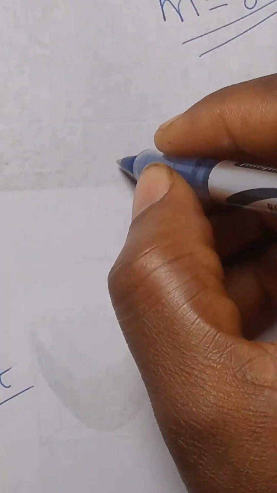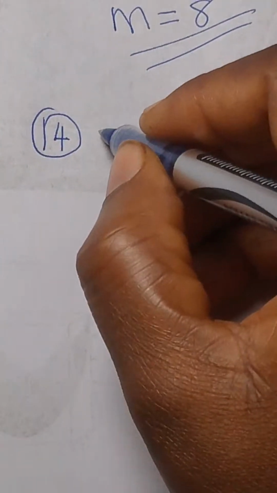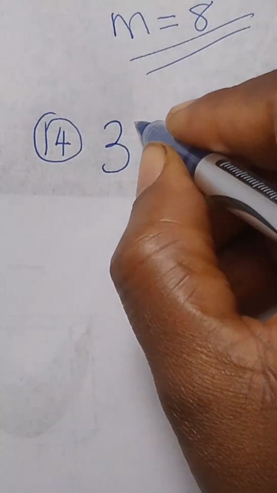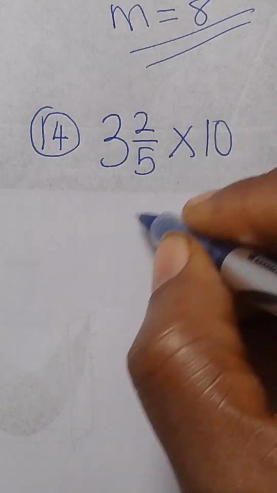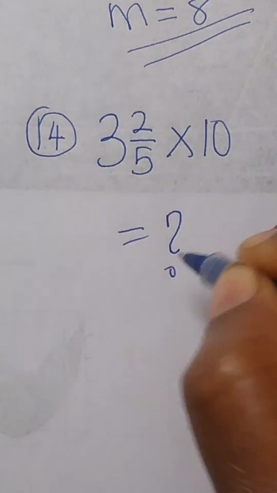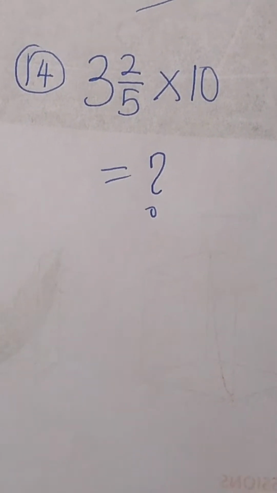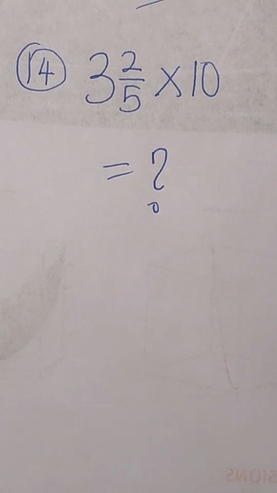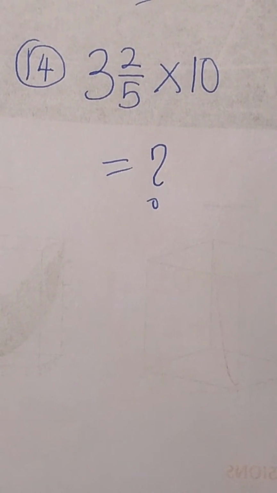So we have question number 14. Question number 14 says 3 whole number 2 over 5 multiplied by 10 is equal to what? 3 whole number 2 over 5 multiplied by 10 is equal to what? All right, so drop your answer. Please drop your answer. If you can drop as many answers as possible.